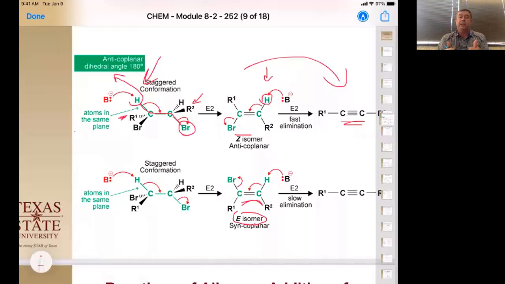All right, does that make sense? We can pull this one off with hydroxide, but we have to pull this one off with a stronger base, sodium amide or butyl lithium.